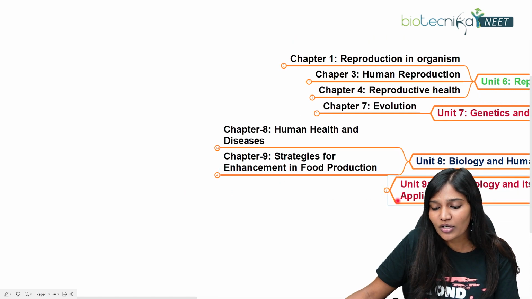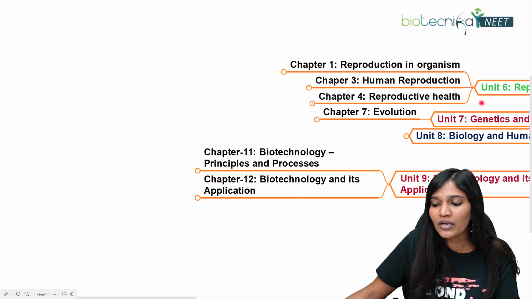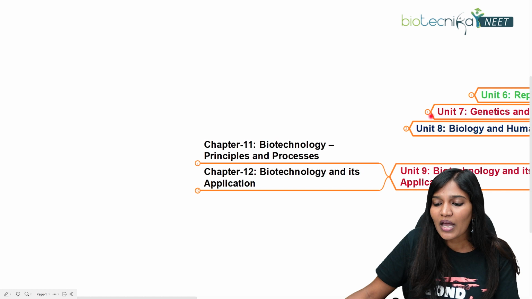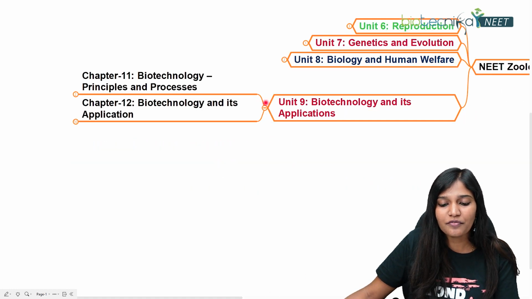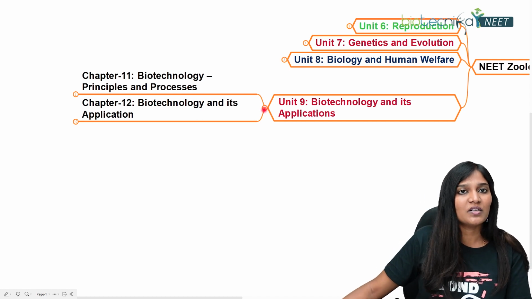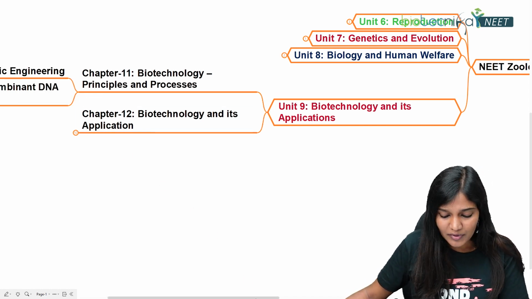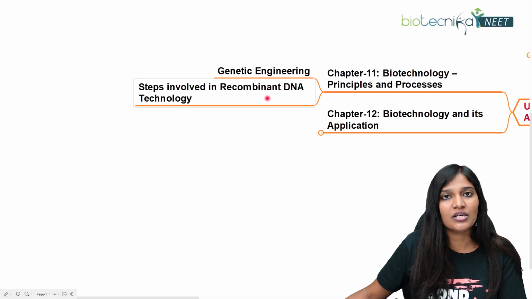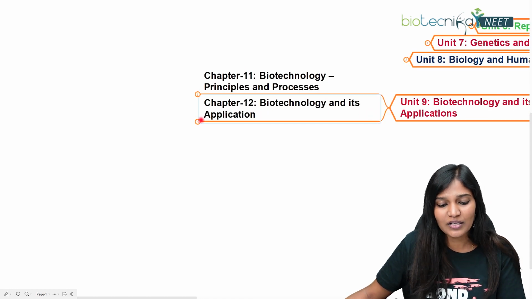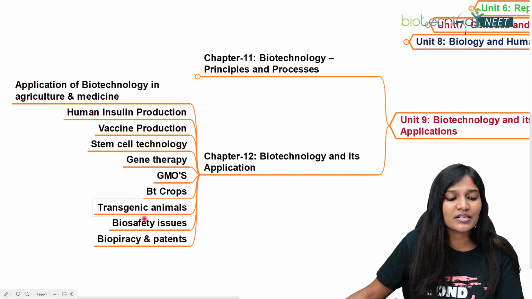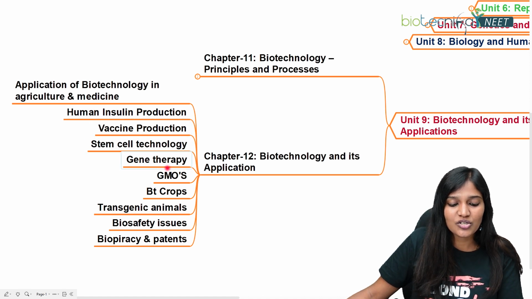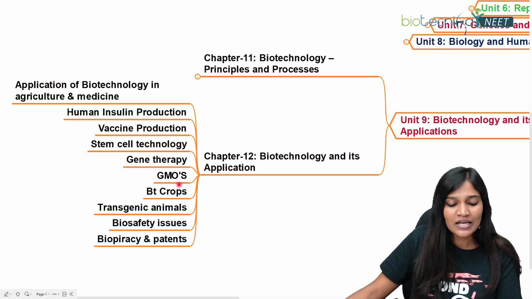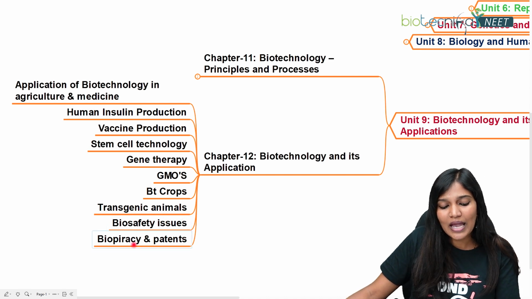Next is biotechnology and its applications. You will have questions based on the palindromic sequences, and what is EcoRI. You'll be having HindIII. What is the first restriction enzyme that has been discovered? Those things you'll be getting in principles and processes. So genetic engineering, what are the steps involved in it? Everything you'll be studying. And in applications, you'll be studying how this biotechnology is used in medicine and agriculture, how insulin is produced, how it is used in gene therapy, genetically modified crops like Bt crops, transgenic animals, biosafety, and biopiracy.